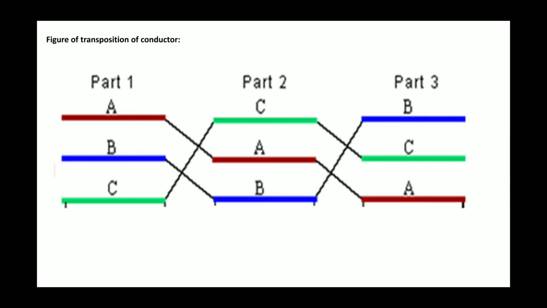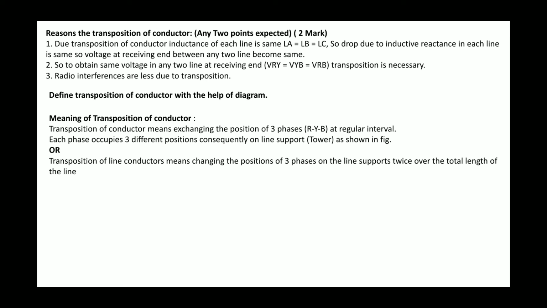Okay, so the reason for transposition of conductor: due to transposition, the inductance of each line is the same, meaning LA is equal to LB is equal to LC. So the drop due to inductive reactance in each line is the same. So the voltage at the receiving end between any two lines becomes the same. So to obtain the same voltage between any two lines at the receiving end, that is VRY equal to VYB equal to VRB, transposition is necessary. Then the radio interference is less due to transposition. These are the advantages of transposition of conductor.